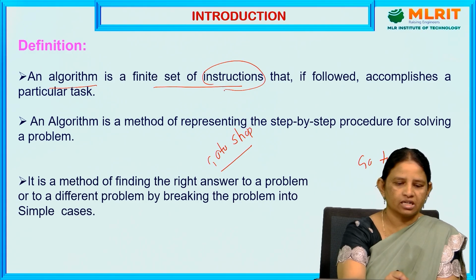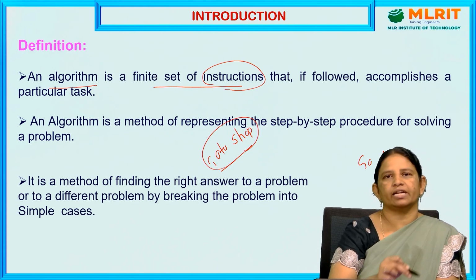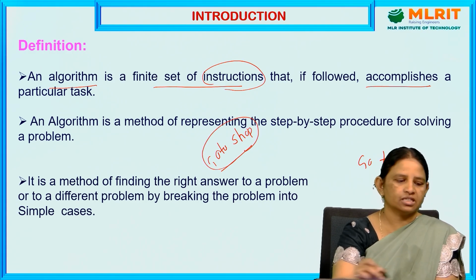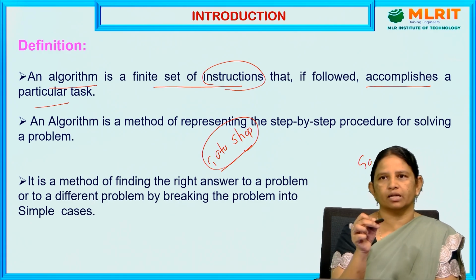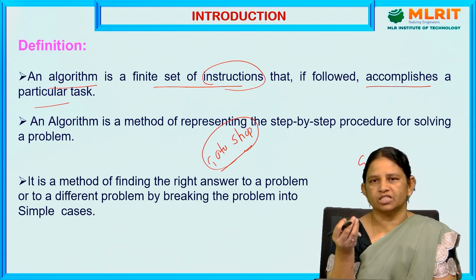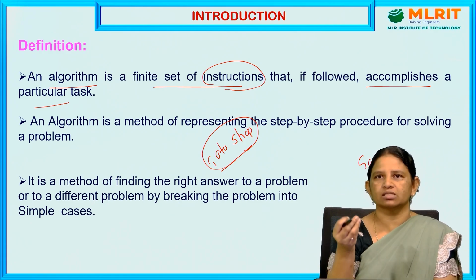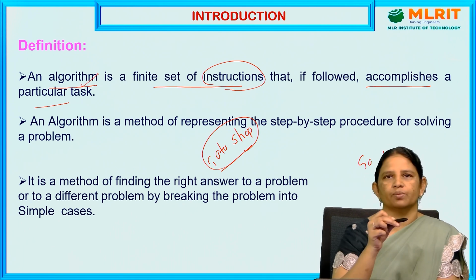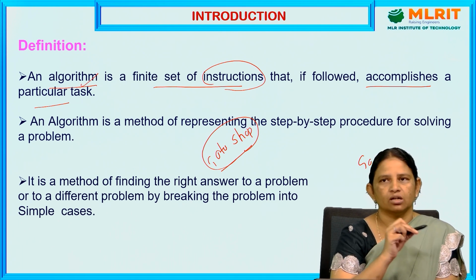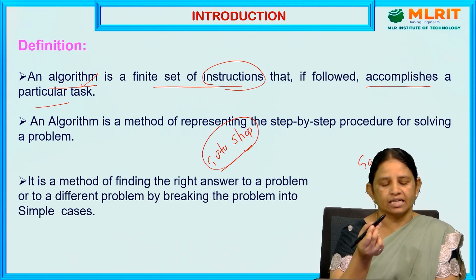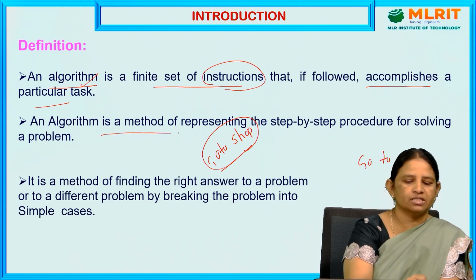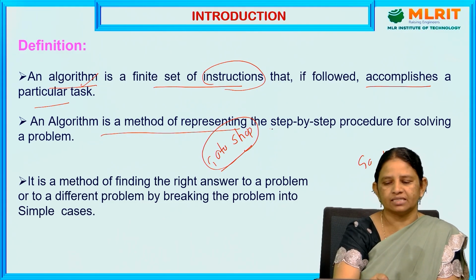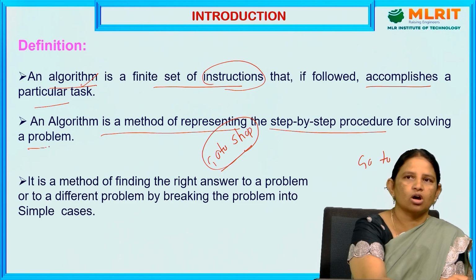For what purpose are we going to write instructions? To accomplish a specific or particular task. To perform a specific task, we design the task in terms of a set of instructions, and that is called an algorithm. The second definition: an algorithm is a method of representing the step-by-step procedure for solving a problem.